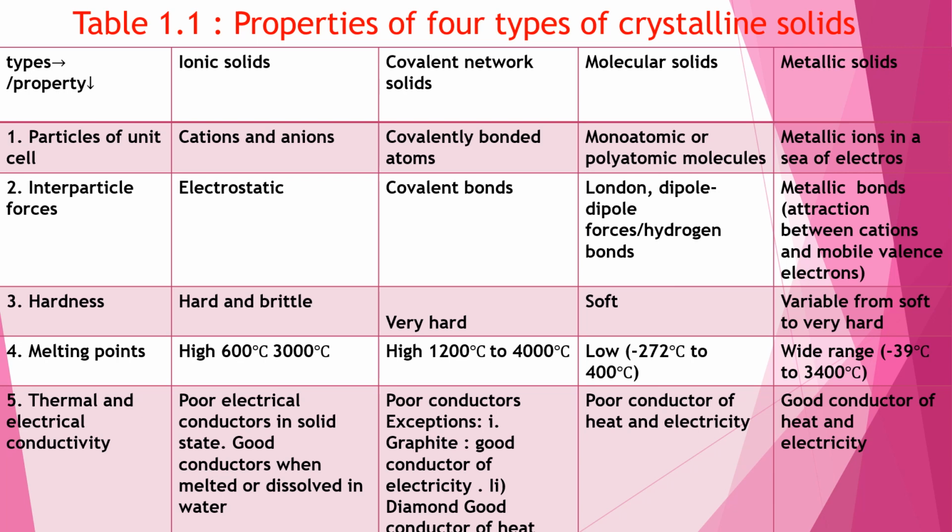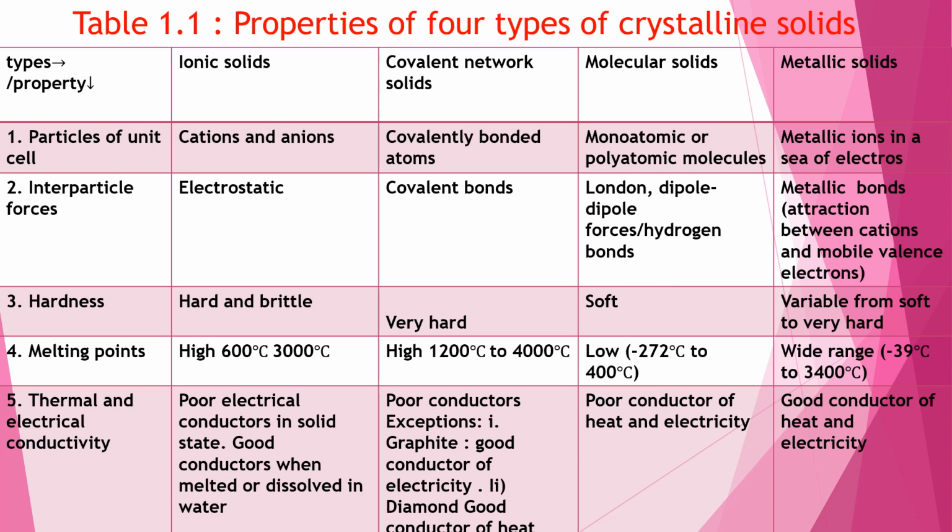Second property, interparticle forces. Here electrostatic force is there, here covalent bonding force is there, here London force, dipole force and hydrogen bonding forces are there, which you have to explain point-wise. Here only a summary is given. The last one is the metallic bond, attraction between the cations and mobile valence electrons.